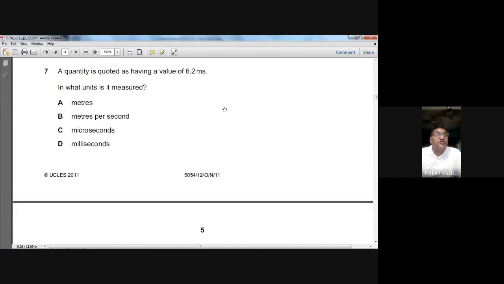Question number 7 is on your screen. A quantity is quoted as having a value of 6.2 ms. The m is smaller. In what unit is it measured? You know, the smaller m stands for milli and s stands for second. So this is in milliseconds. For question number 7, D is the option, milliseconds. I hope you have understood it.